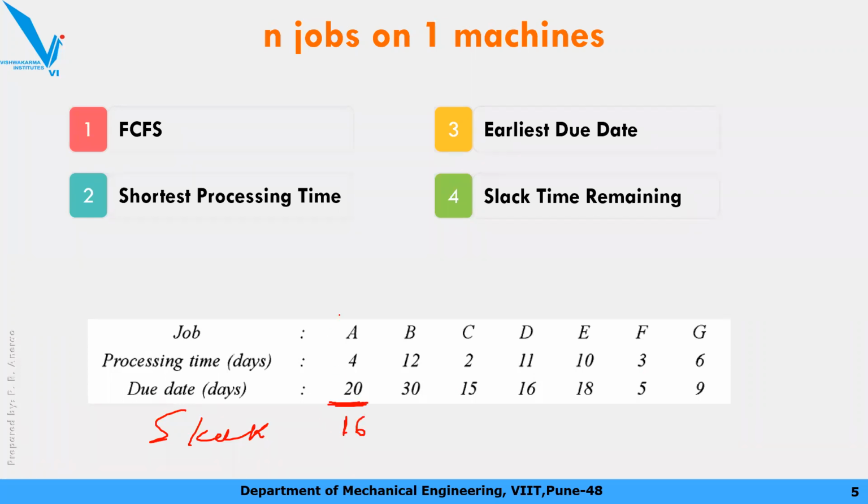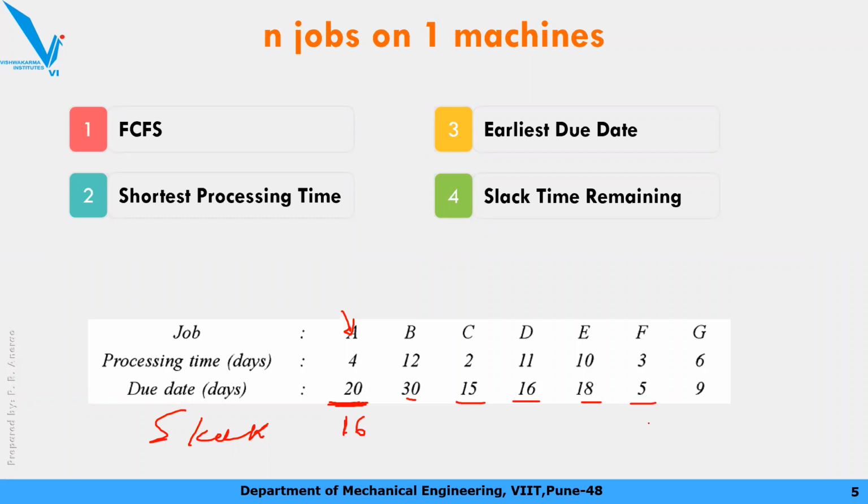So this guy E is not in a hurry. You can have a slack of 16 days because the processing time takes only 4 days, but the due date, by when you have to return the job, is 20 days. So you have a slack of 16 days. Okay, so similarly you will calculate slack for the remaining part.